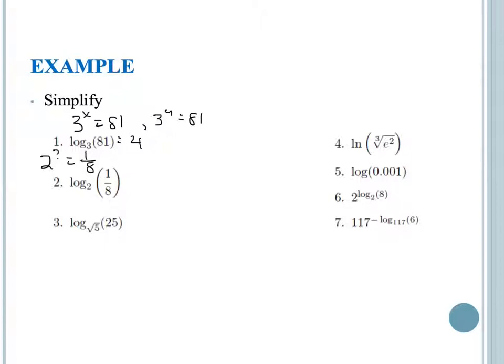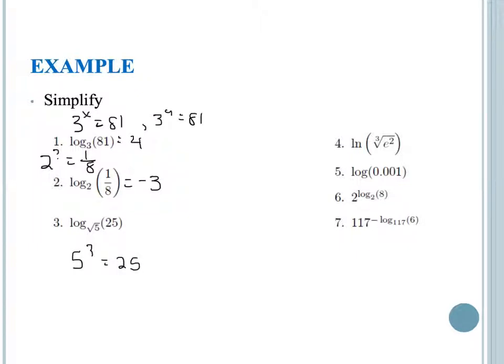Okay, then in the second one here, I'm thinking 2 to what power equals 1 over 8? Well, I know that 2 to the third equals 8. And to make it a fraction, I would need a negative exponent. So I would need negative 3 to make it go into a fraction.